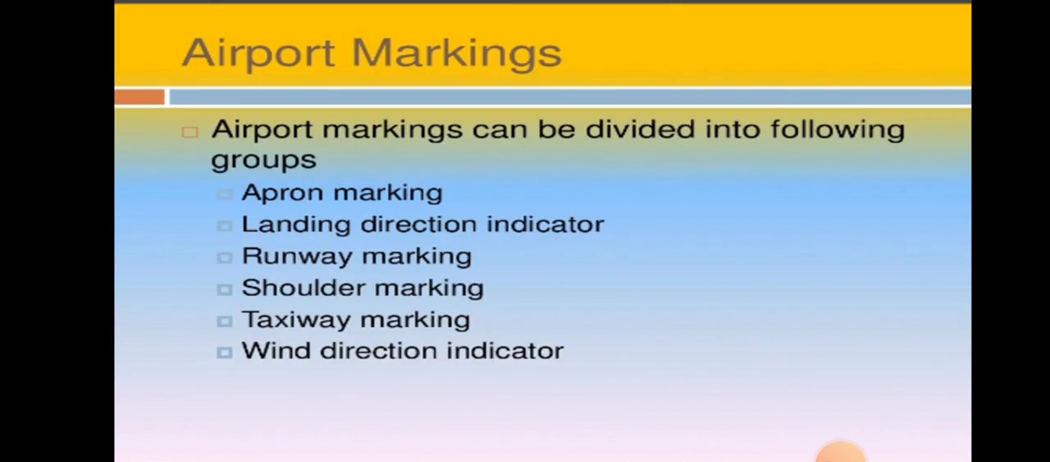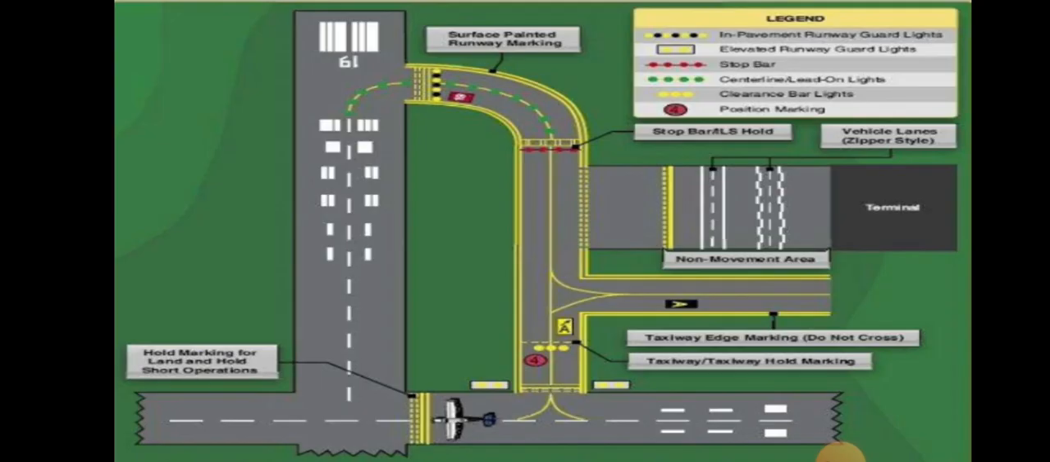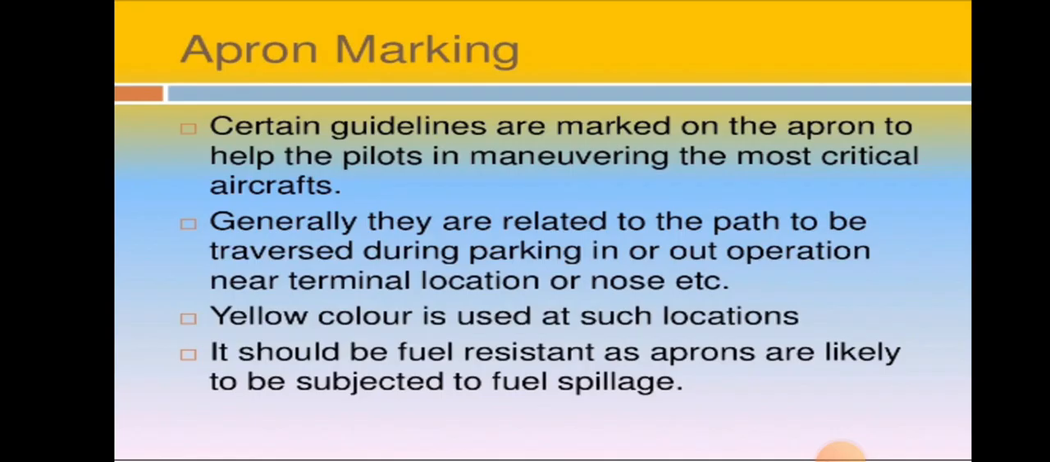Airport markings can be divided into the following groups: apron marking, landing direction indicator, runway marking, shoulder marking, taxiway marking, and wind direction indicator. The picture shows all the runway markings.